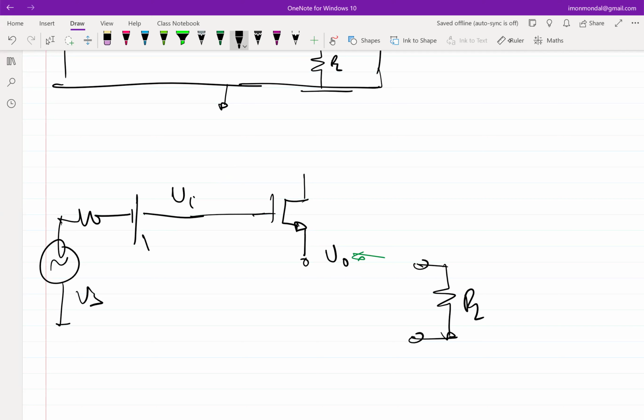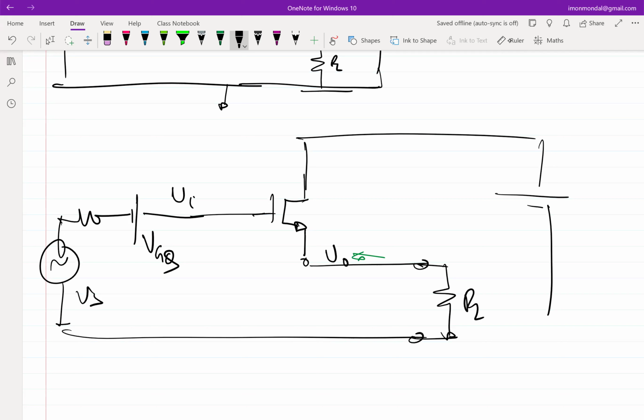The value of the battery we will decide later. Let me call it VGQ. What should I do with the source? Source I can tie to the RL. Okay, so source I tie to the RL. Other side of the RL is grounded. What about the drain? VDD essentially, right? Okay, fine.